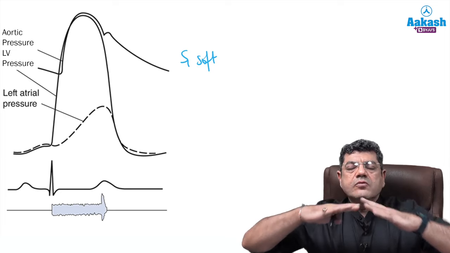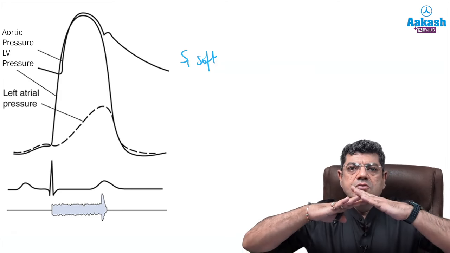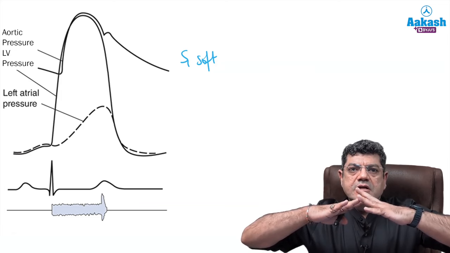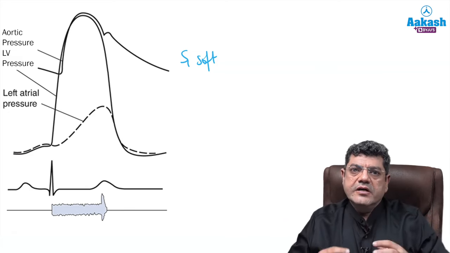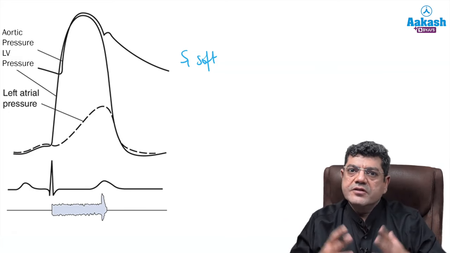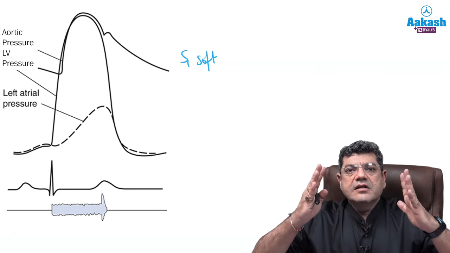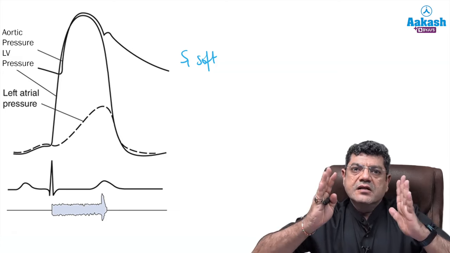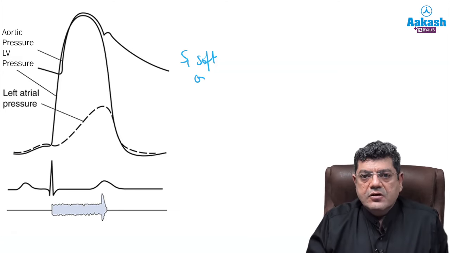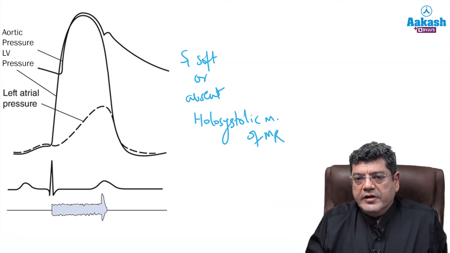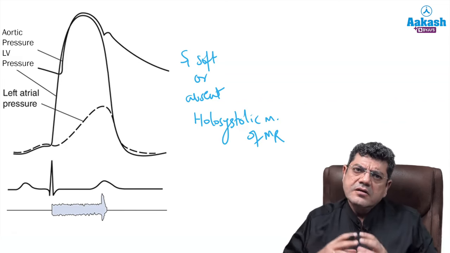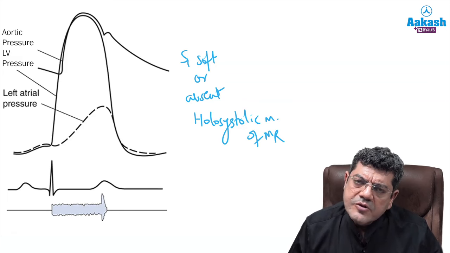Because they don't close together, what causes an S1 is when the valves close and go slightly up into the left atrium with ventricular contraction. The tensing of the chordae and the blood column is what sets up those sound vibrations that cause S1, correct? Now, here the valves are not coapting, the leaflets are not coapting. So, the S1 is either soft or absent, and it is also buried in the holosystolic murmur of MR.